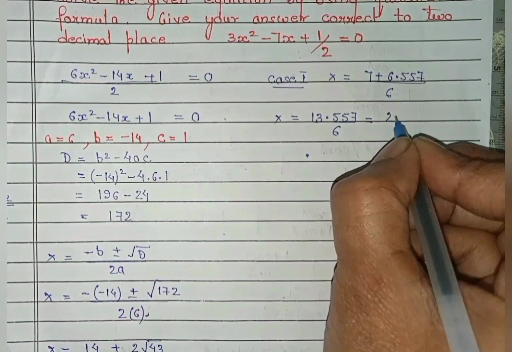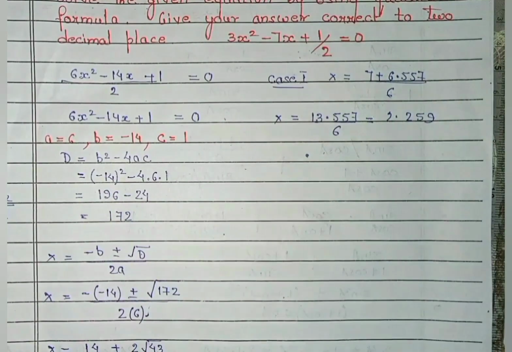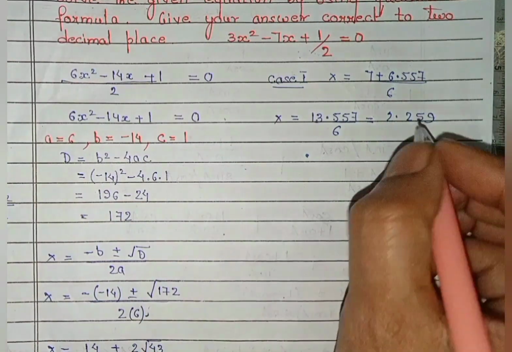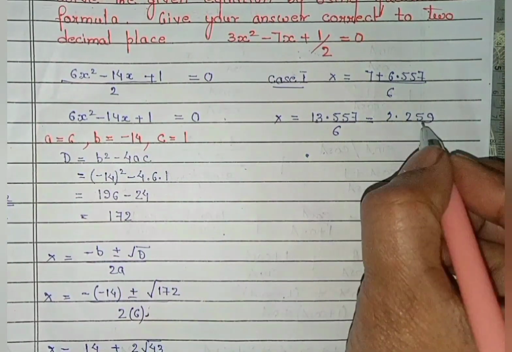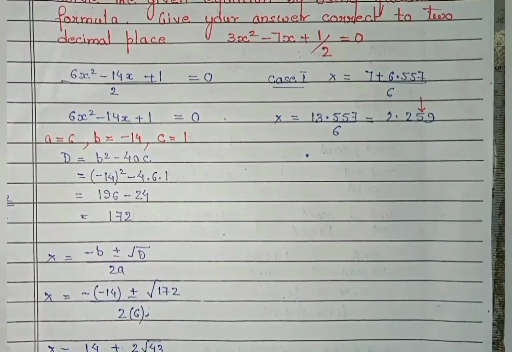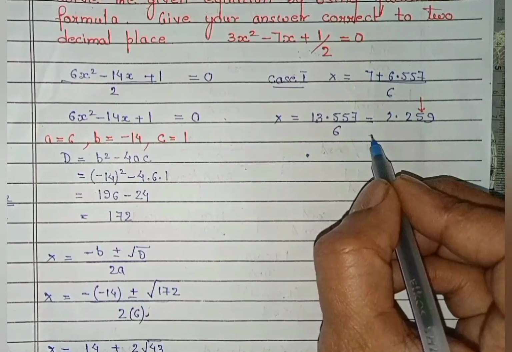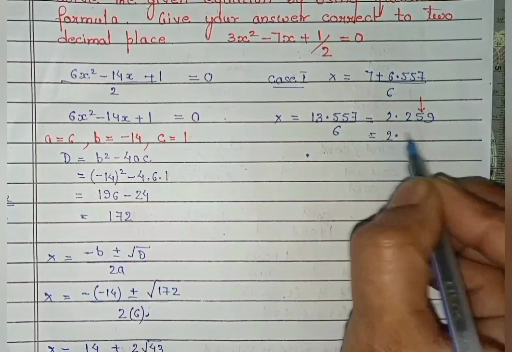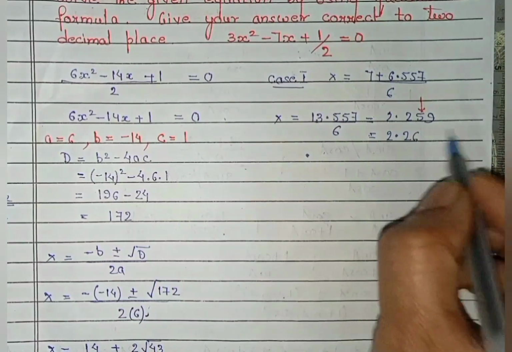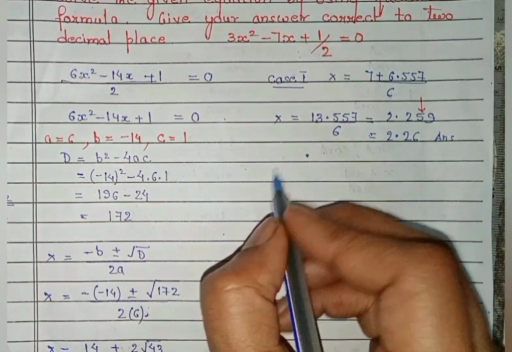Now when we divide it by 6, let's see what will be the result. Result will be 2.259. Now the question says that you have to give your answer correct to 2 decimal place. So after decimal, this is the first place, this is the second place, so you have to round it off over here. You can see after this we are getting the number which is greater than 5. So your result will be 2.26. This will be the first answer. Now moving on to the case 2.